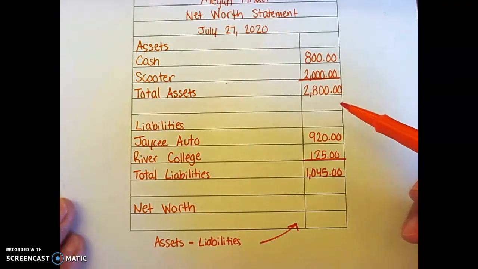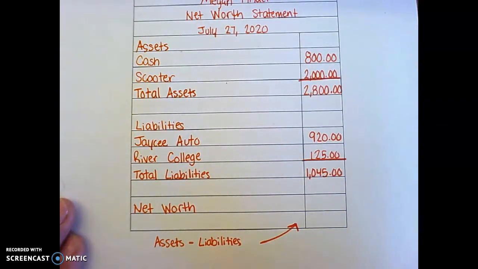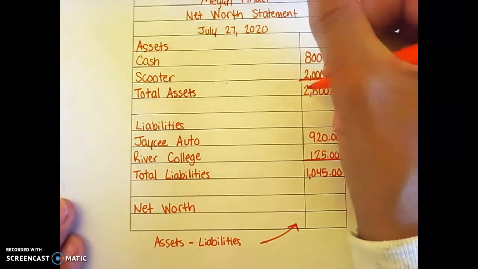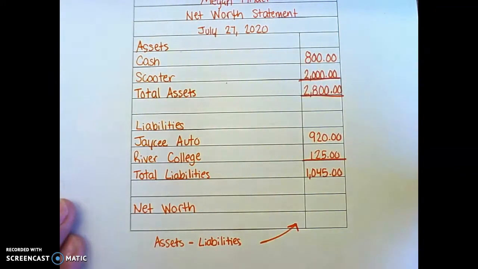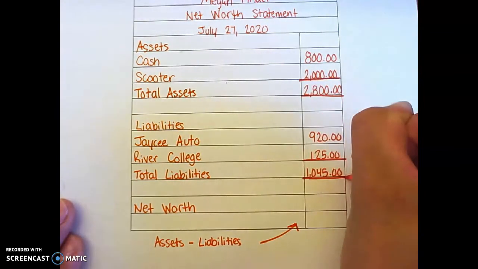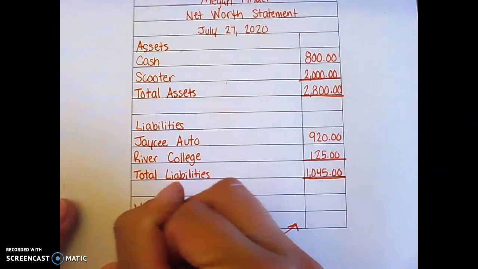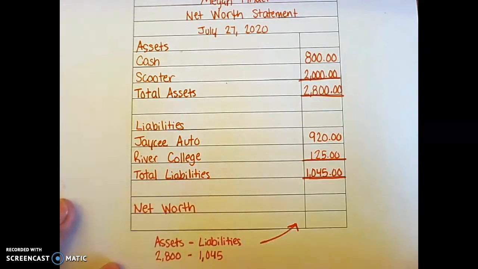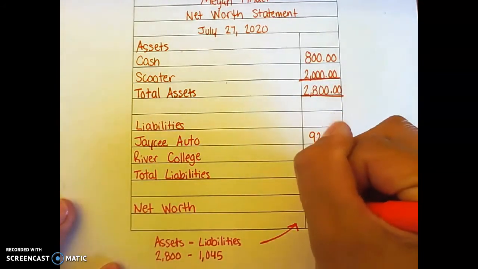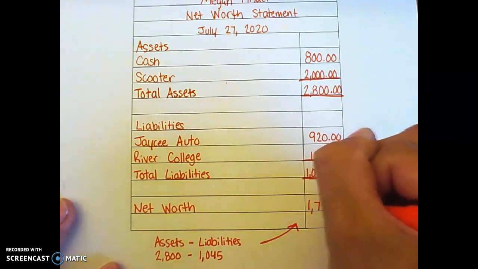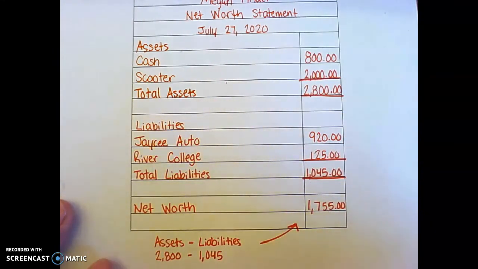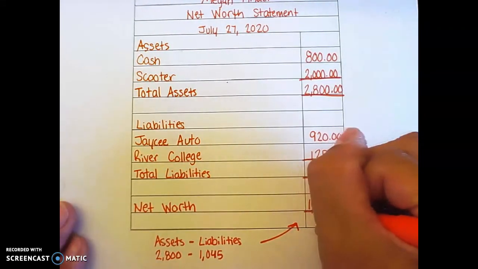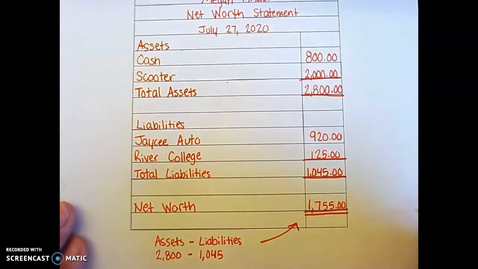So since we are going to be subtracting, anytime we do any type of calculation such as adding or subtracting, we will draw a single line. So I'm going to put a single line under my assets total and also a single line under my liabilities total. So if I take 2,800 and I minus $1,045, her net worth comes out to be $1,755. And at the end of this, we will double rule. Double ruling in accounting indicates that the number we have is a total, and then we are done.